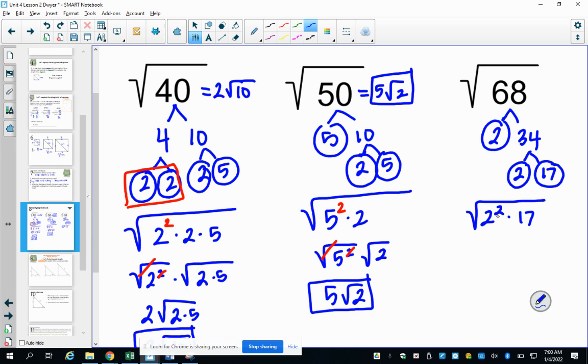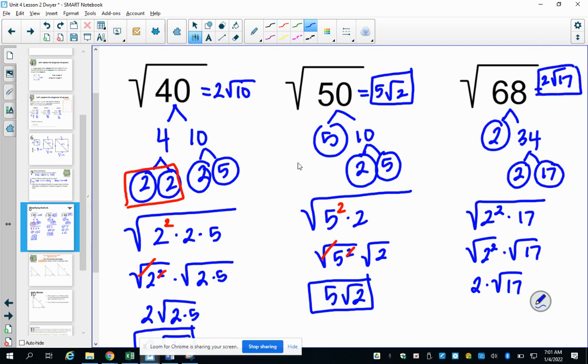Remember, we want to put them in doubles because that's what cancels with the root. You noticed in the first one that I had three 2's. I only put two of them together, and then I left the other one by itself. So we've got 2 squared and 17. The square root of 2 squared is just 2, and 17 stays under the radical. So square root of 68 is 2 square root 17.